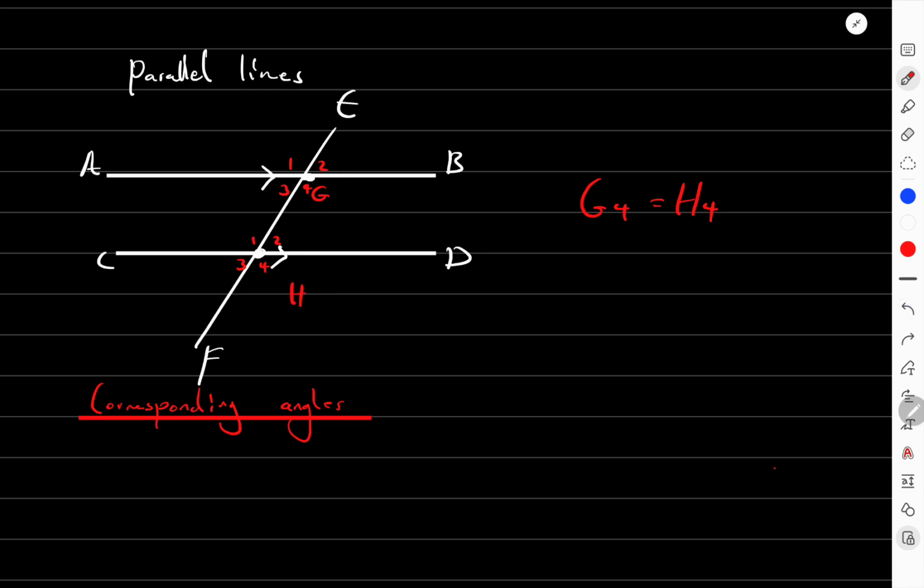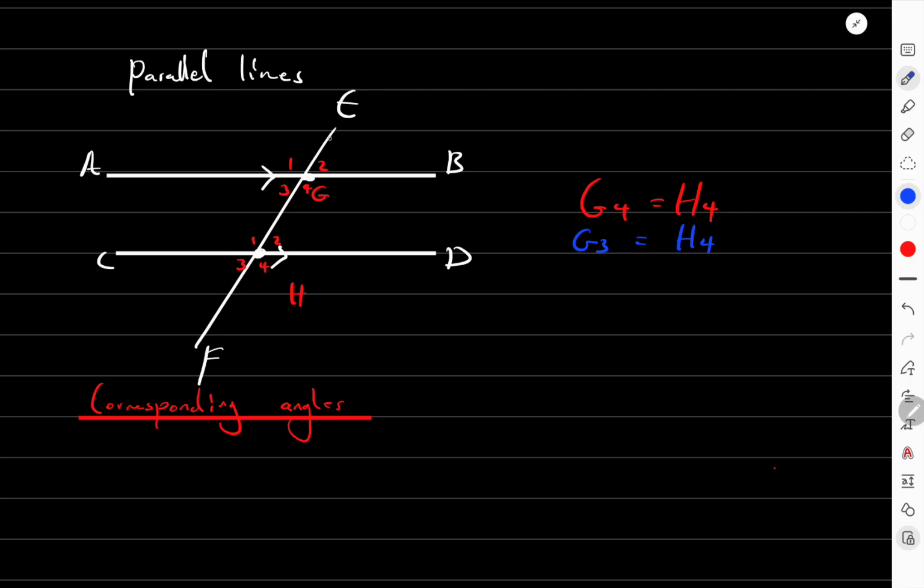Now, what other shape can I form? The F shape. I realize that I have a shape which is like this, whereby the angle that is found here and the angle that is found here are the same. Therefore, I can now say that the angle here, which is G3, is the same as the angle that is found here, which is H3.